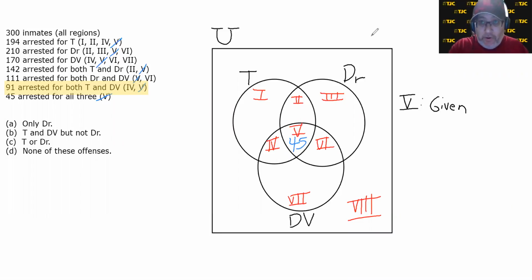For region 4, because of that highlighted part, we know regions 4 and 5 add up to 91. So if we do 91 minus what's in region 5, because we already know it's 45, that difference is 46, which means in region 4, there are 46 inmates. And if we check and add those two regions, we do get 91. That's the overlap of the T and DV circles, and that's what it was supposed to be.